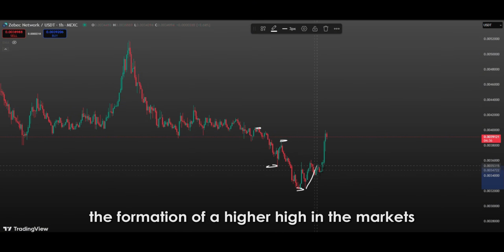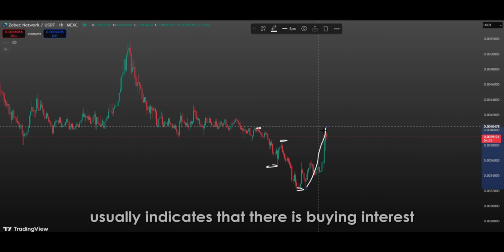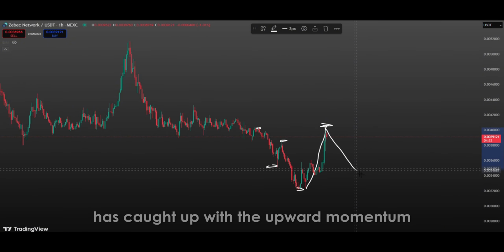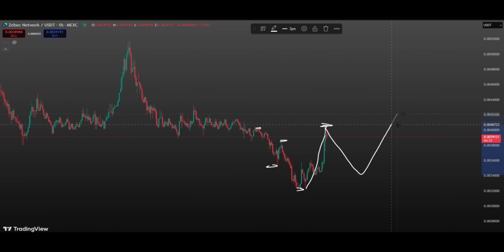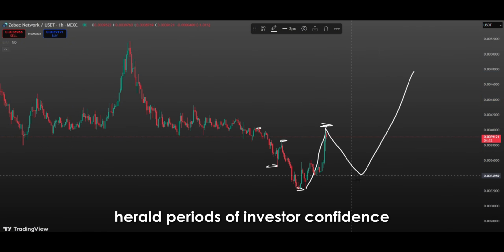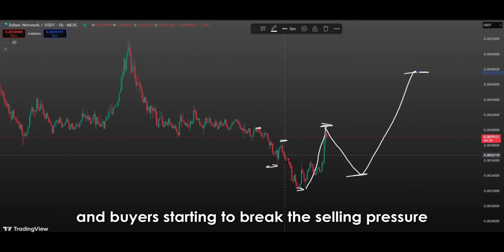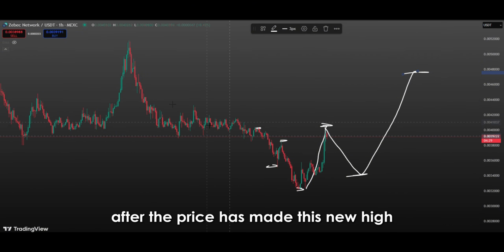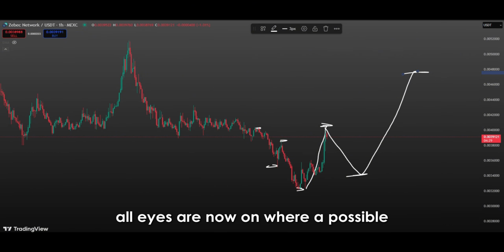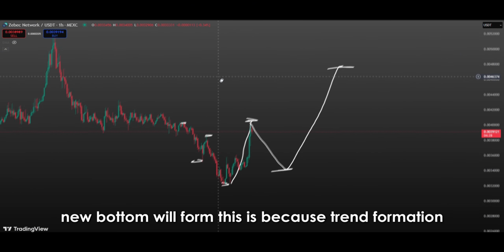This is because the formation of a higher high in the markets usually indicates that there is buying interest and that the price has caught up with the upward momentum. Such price structures herald periods of investor confidence, market strength, and buyers starting to break the selling pressure. After the price has made this new high, all eyes are now on where a possible new bottom will form.